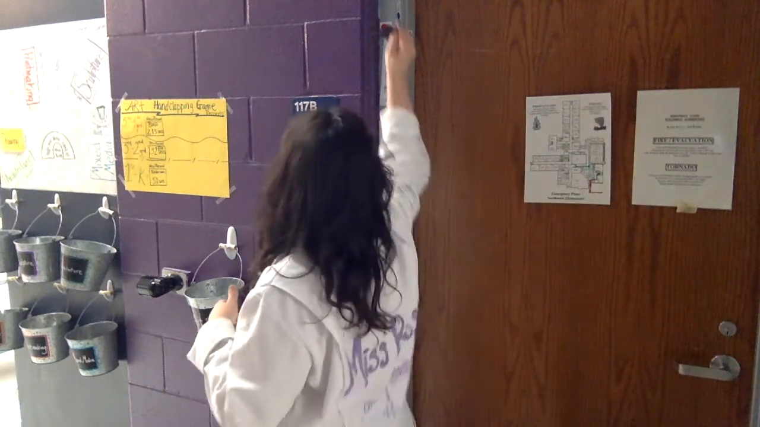Then I also have VIP passes for those kids that maybe did work one-on-one with me. I want them to be able to come in. I give them a VIP pass, and then they don't have to do luck of the draw from the art pass bucket. Last thing I'm going to talk about is behavior.